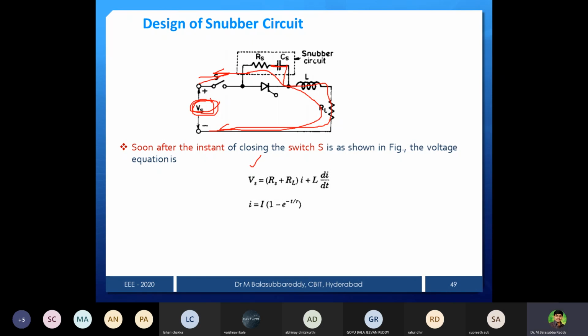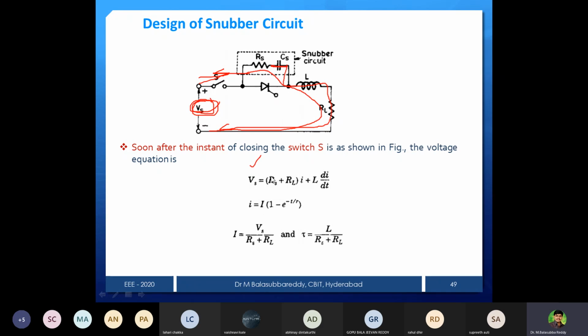So now instead of writing that Vs by Rs plus RL, I just make it as a I. That is only the representation. Simplified, I is equal to Vs by, the normal formula is here, I is equal to V by R into 1 minus e power minus R by L into T. That is the expression for applying Laplace transform, inverse Laplace transform, or particular integral and complementary function like that.